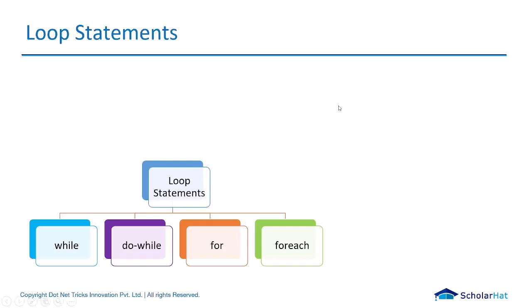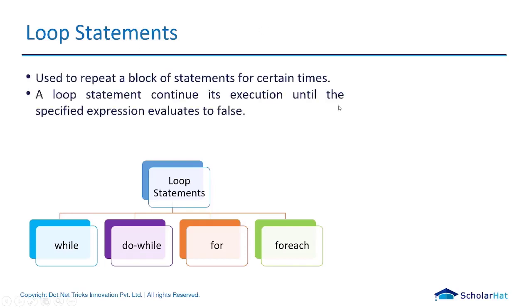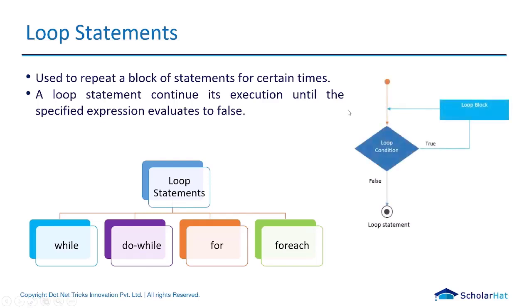Now the next thing we're going to learn is loop statements. There are basically 4 loops: while loop, do while loop, for loop and for each loop. So if you see, loop means what? It is used to repeat the same block of statements again and again, right? That is what a loop is.